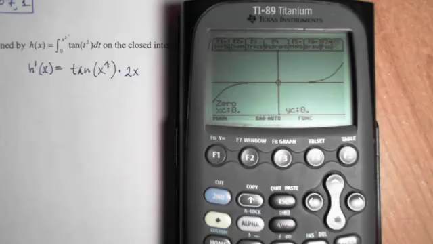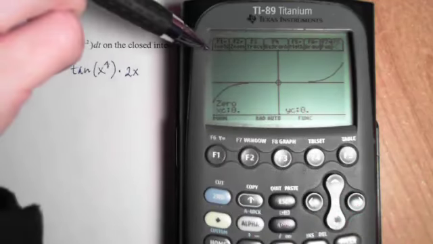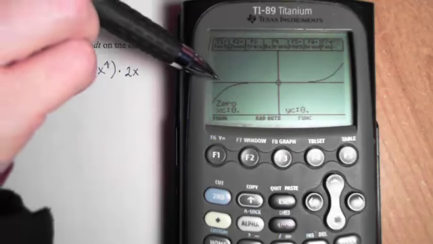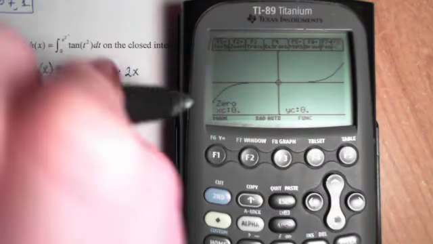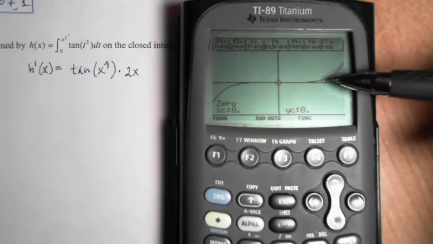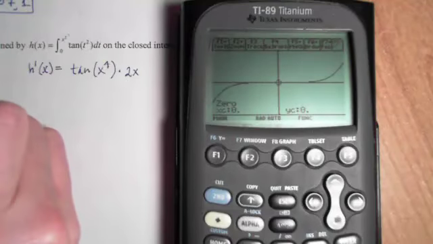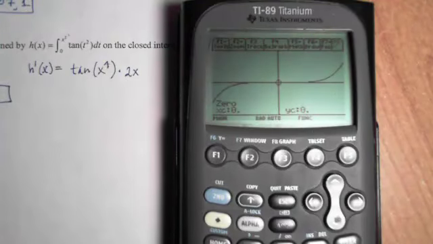Now let's test the endpoints. I have a negative slope after my left endpoint, which means I'm going to be falling, so that will be a max. And on this one I have a positive slope because the graph of h prime is above the x-axis, so that means I'm rising until I get to my next endpoint. So that's also going to be a max. So my only minimum occurs at x equals 0.